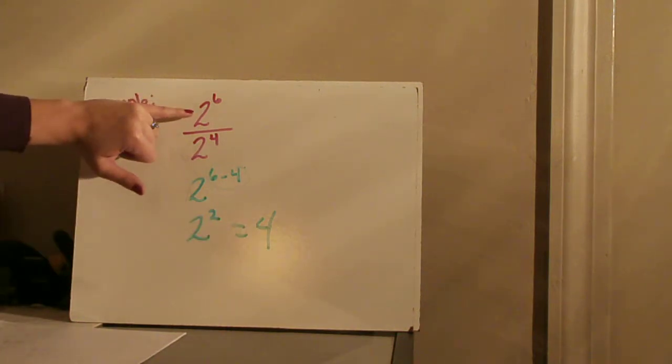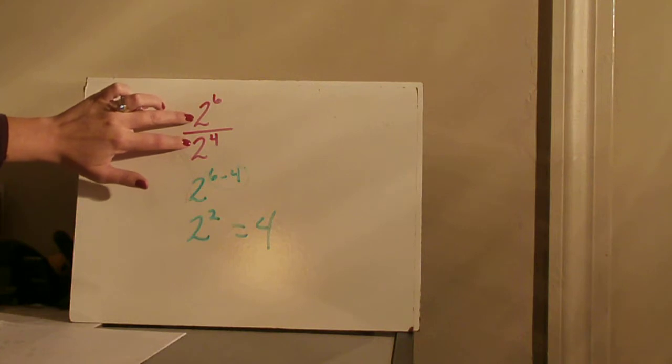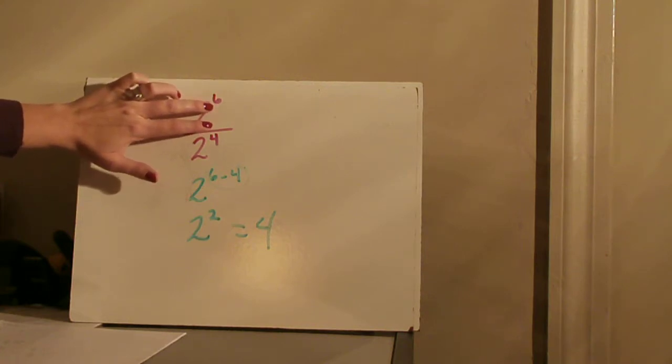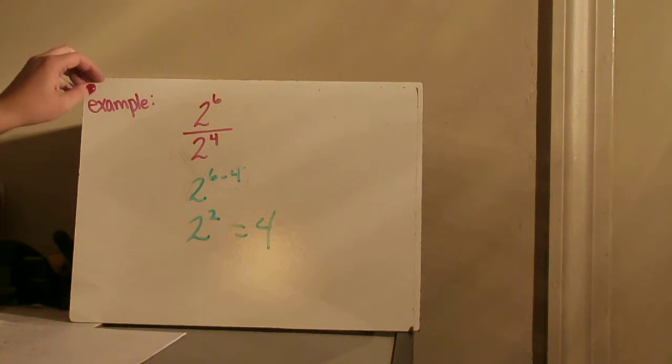So 2 to the 6th divided by 2 to the 4th is equal to 4. Okay? So again, notice the base is a 2 in the numerator and the base in the denominator is a 2. Since the base was the same, we were able to take the two exponents and find their difference to then do the math.